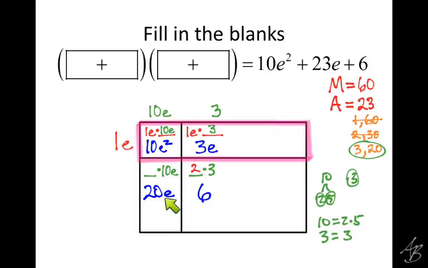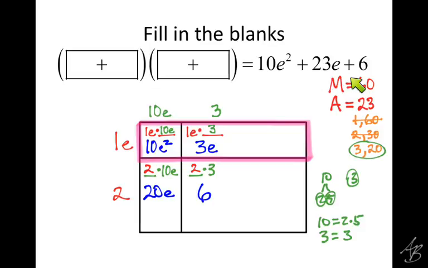What do I multiply by 10e to get 20e? Just 2, right? So are the heights the same? Yeah, so we did everything right here, it looks like, because we have heights that match up, and that's going to be the height of this one. And we're done with the area model, right? So all we need to do now is to take the information that we have in the area model and transfer it to our answer.